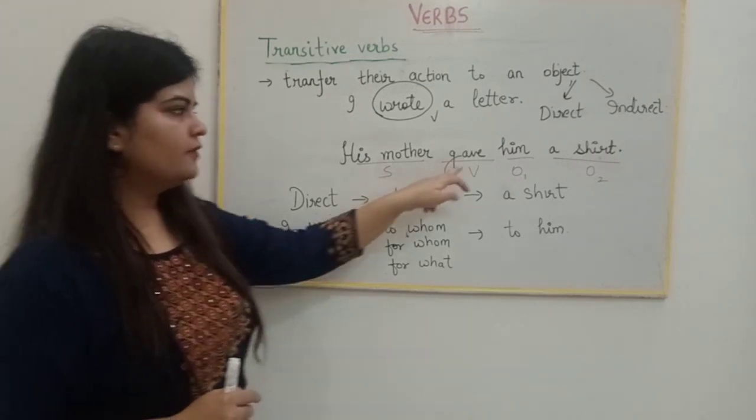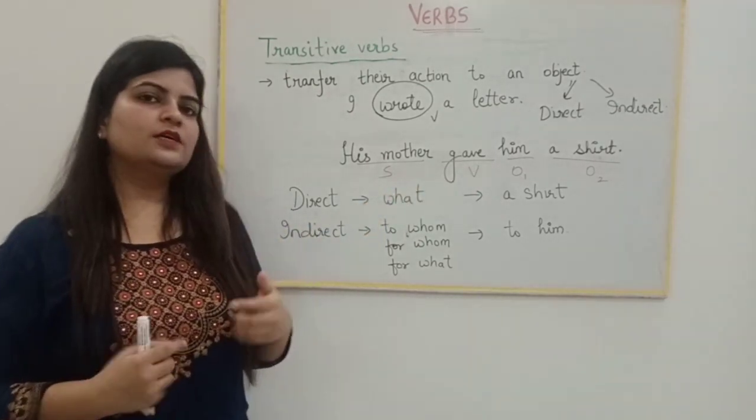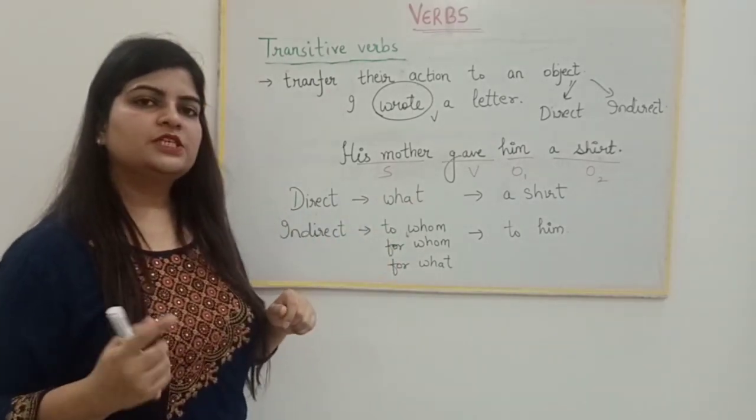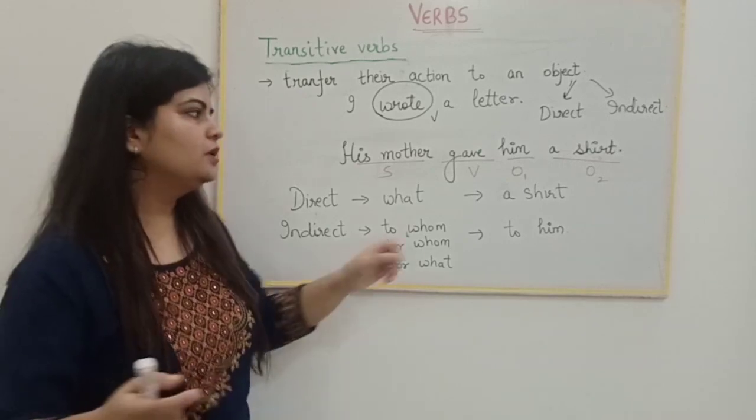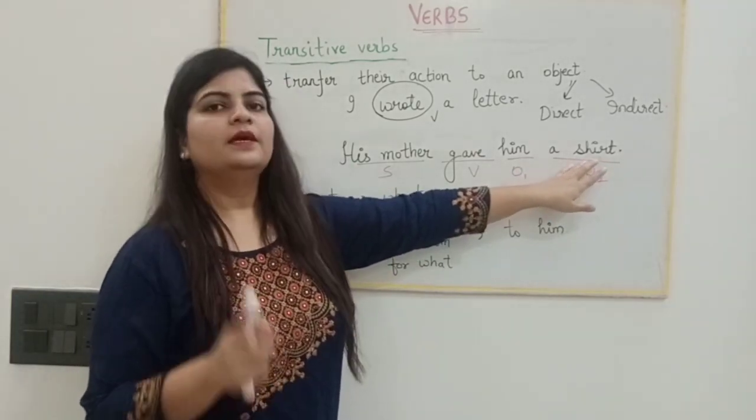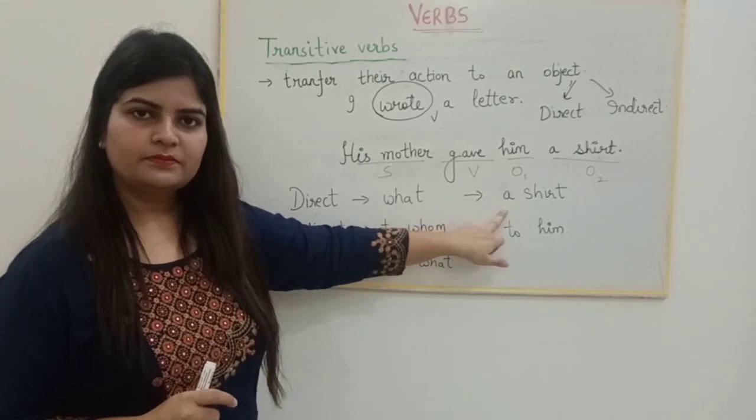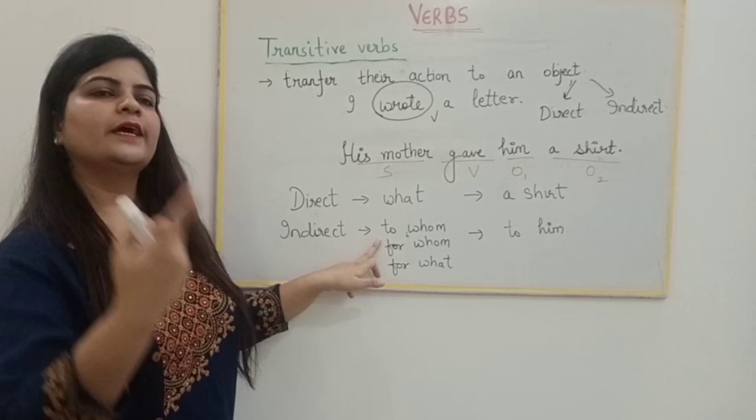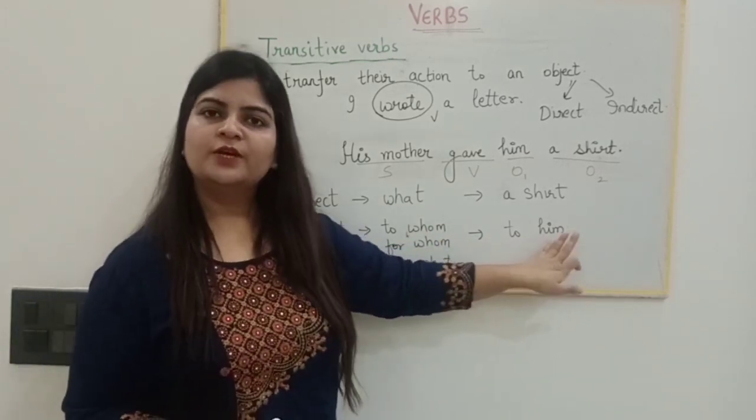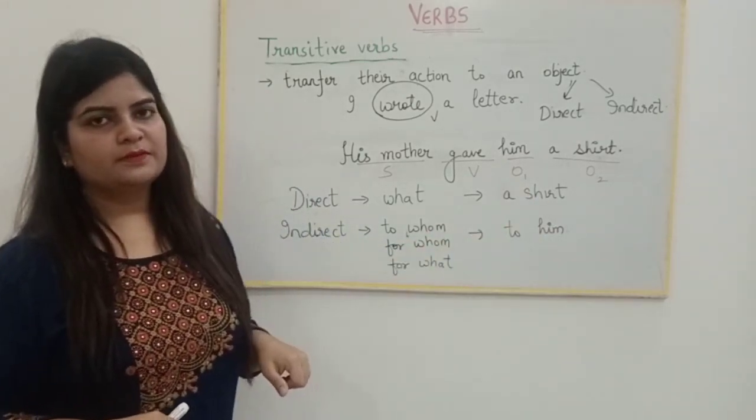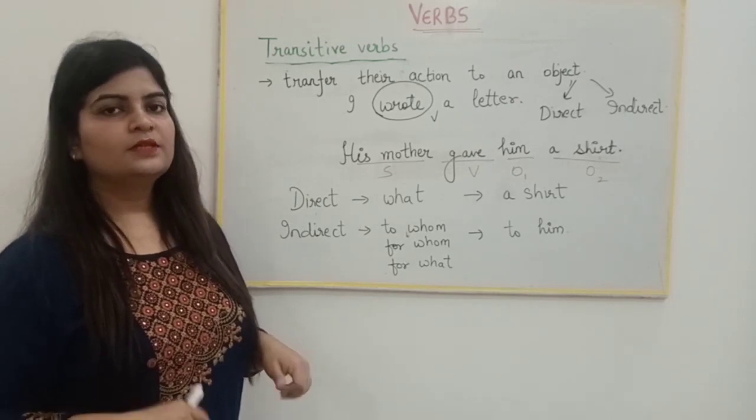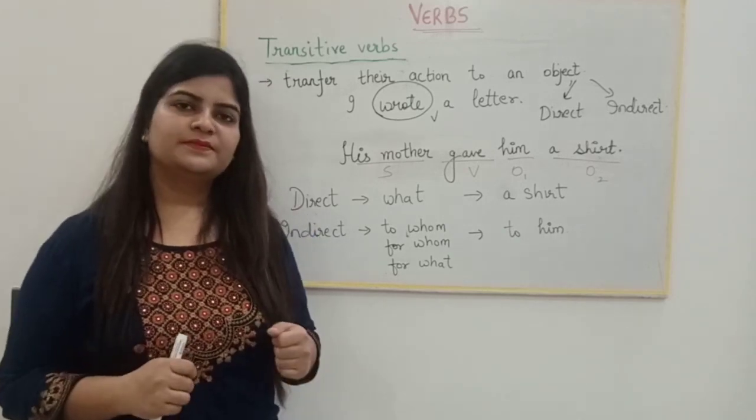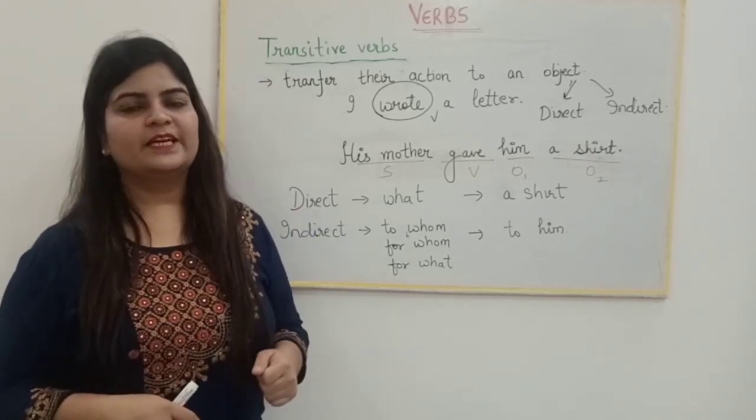Understand here? The verb is gave. Now ask the question what. What did she give? She gave a shirt. So this shirt is the direct object. Now ask the question to whom? To him. So to him is the indirect object. So like this you can recognize direct and indirect objects in any sentence. Let's move to intransitive verbs.